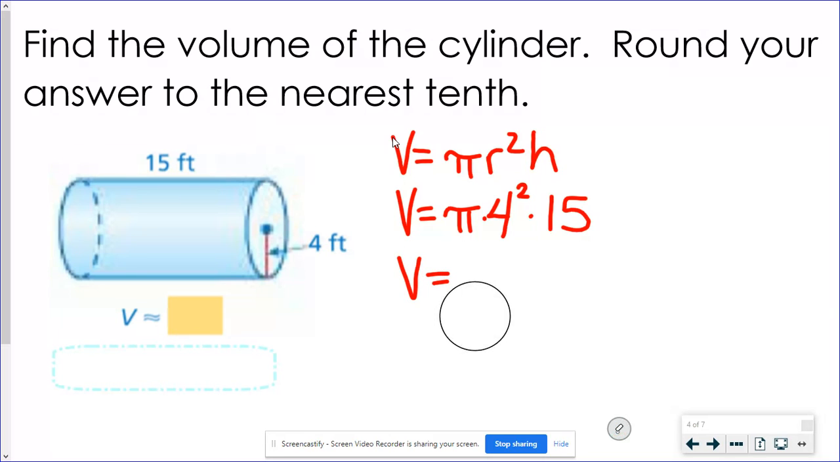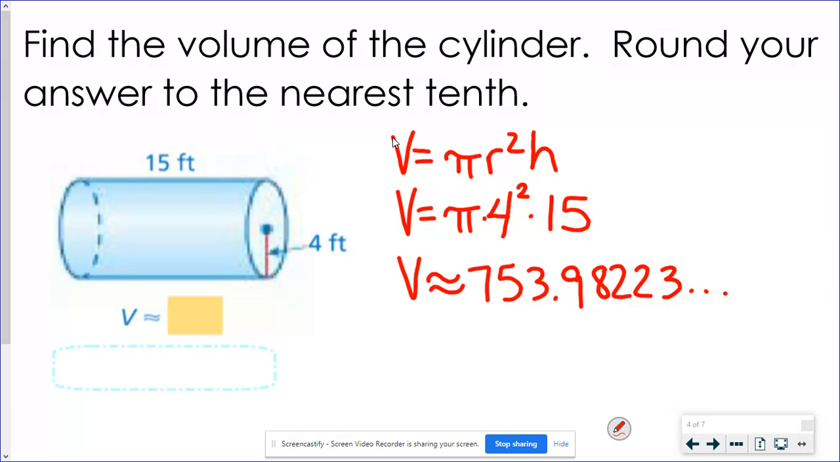actually, I'm going to tell you one more thing here. I'm going to use a squiggly equal sign when I get my final answer here, because this is going to be 753.98223, blah, blah, blah. It keeps on going. The squiggly equal sign means I had to round it, or this isn't the exact answer. As soon as I actually multiply by pi, I don't have an exact answer anymore.